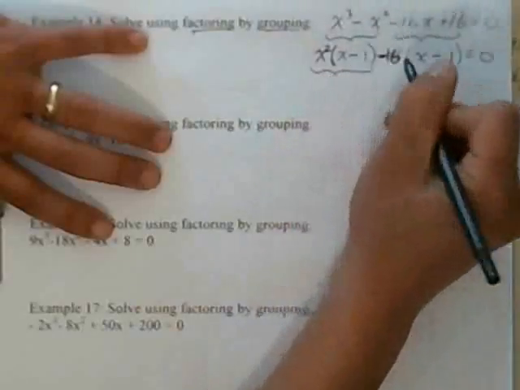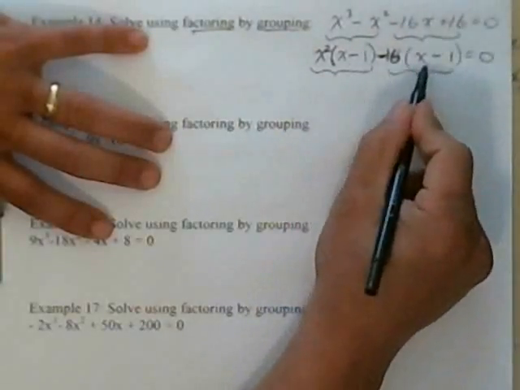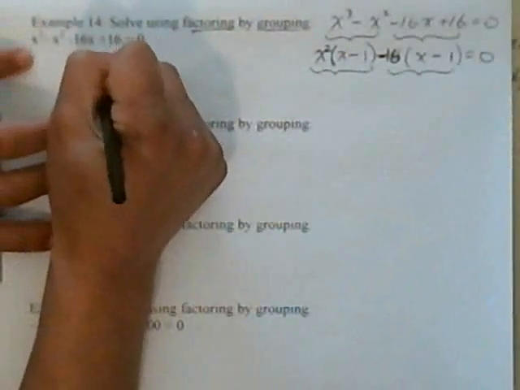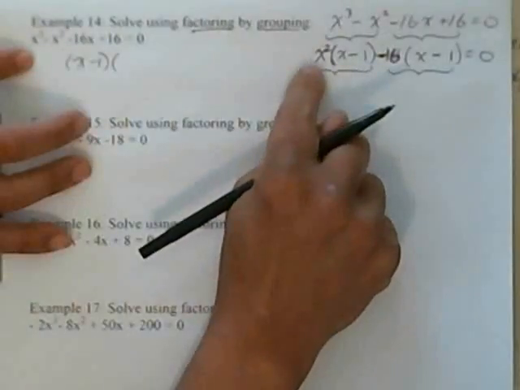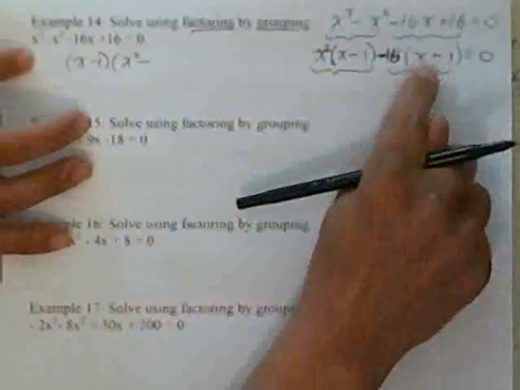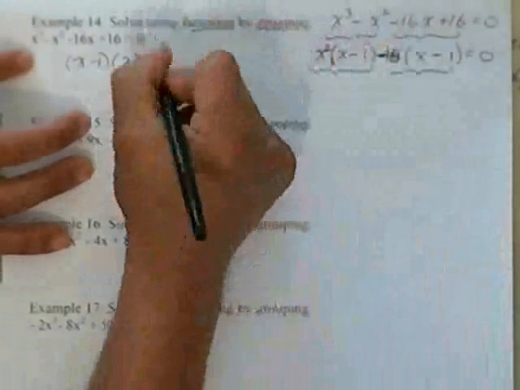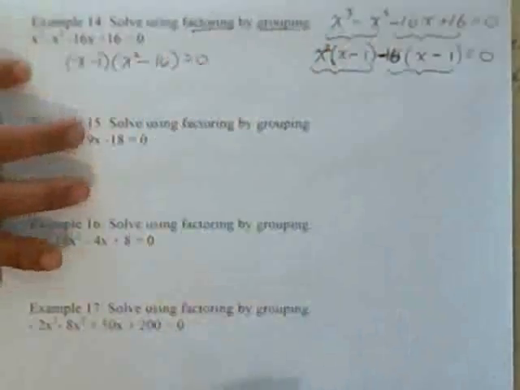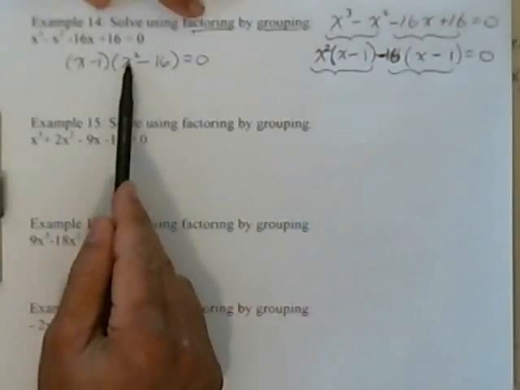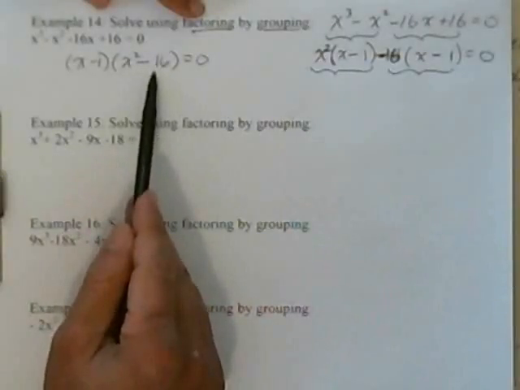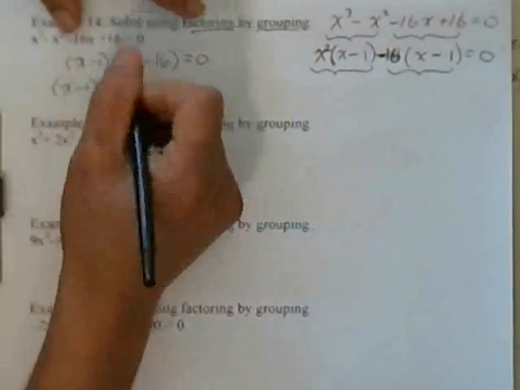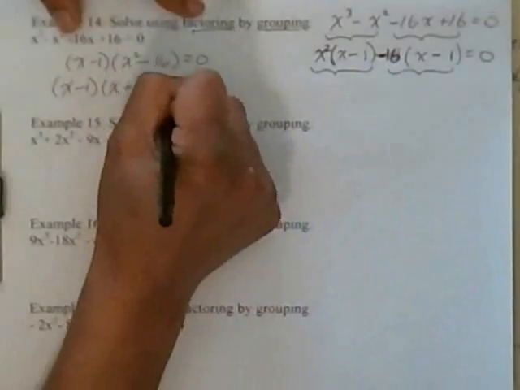Looking at the first term and the second term, there's a common factor. So I'm going to factor out x minus 1. I factored out x minus 1, I end up with x squared, minus, I factored out x minus 1 again, I'm left with 16, equal to 0. At this stage, you should know that this factor right there, x squared minus 16, that binomial is also the difference of two squares, so this should be factorable. x minus 1, x plus 4, x minus 4.